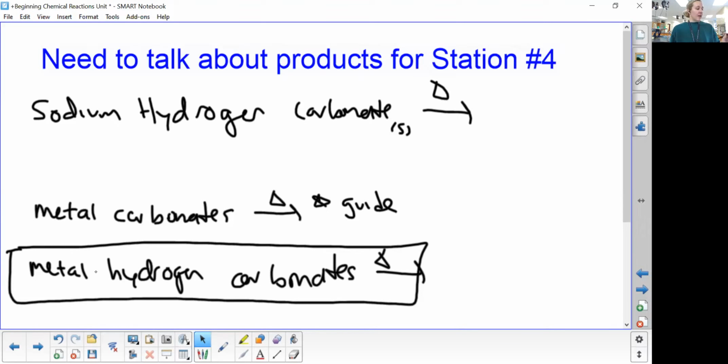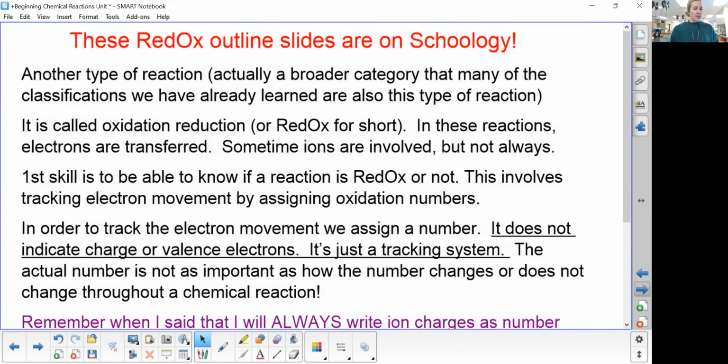So there's that. Also in the post lab, in the next thing, so this is where the slides are on Schoology, is a different way to classify chemical reactions.